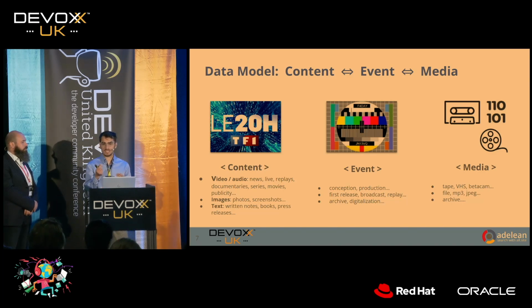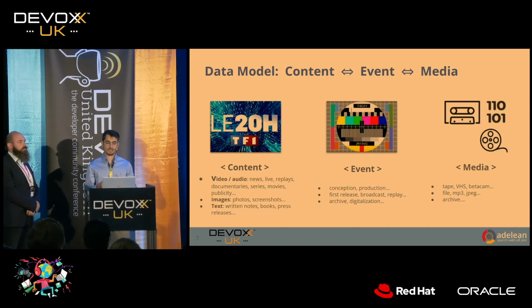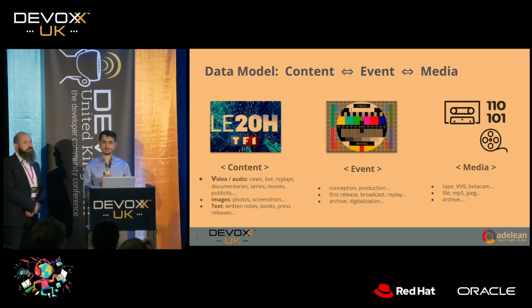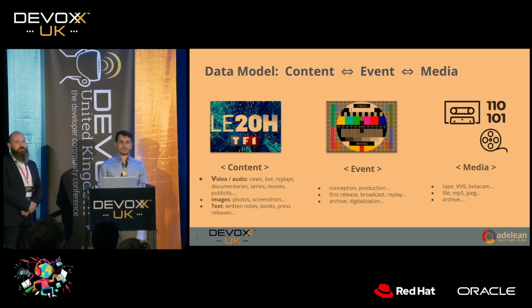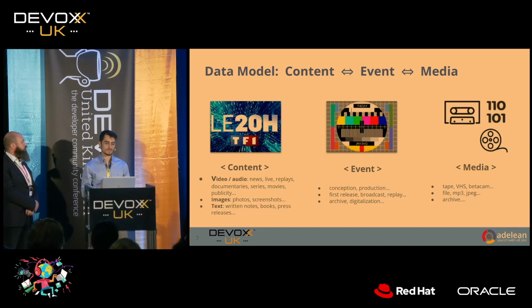And then we have the media. The media is the physical object, or the digital one, that contains the content, essentially. So we can have tape, file, or archive. We sometimes have to store essentially the same content multiple times in different media, because, for example, there may be a new codec.